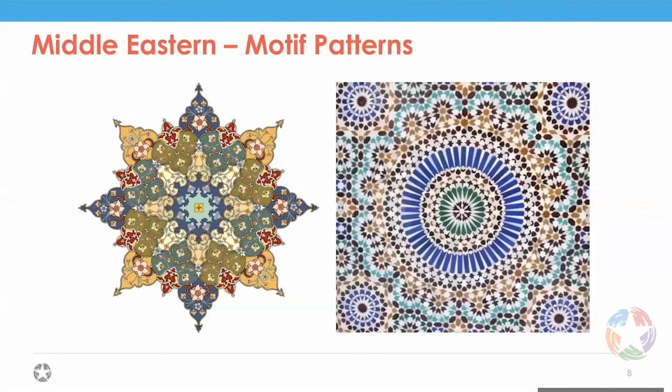Beautiful motifs cover much of Middle Eastern decorative art. Motifs are repeated forms or images or symbols used to create a pattern. And as you can see with the images shown, many of the motifs follow a radial symmetric pattern as well.